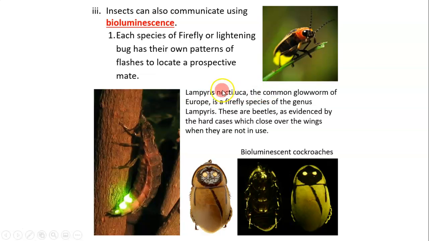This species of glowworm, which is a species of firefly in the genus Lamprey, these guys are beetles, and you can see how they look right here. And they're beetles, and you know that because they have this hard case that closes over their wings when not in use. So fireflies are pretty cool.